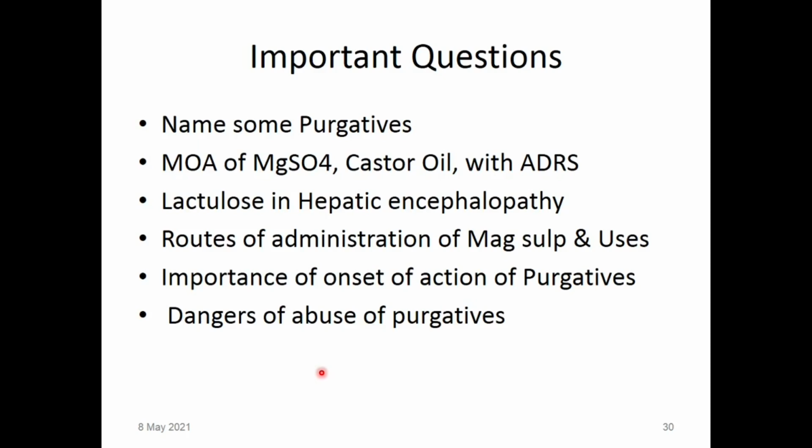Also, the importance of onset of action of purgatives, meaning when to give a purgative and how long it takes to begin acting, and depending on that how we have to counsel the patient. This is important, and obviously the dangers of abuse of purgatives.